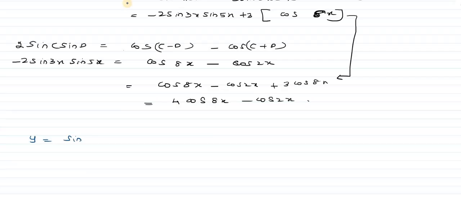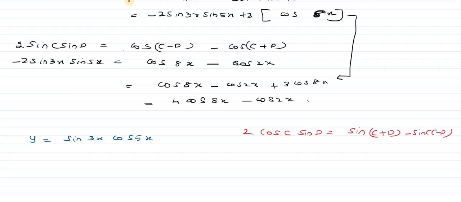So y equals sin 3x cos 5x. Now what do we need? We know that cos C. That's why you have to be thorough with the trigonometric identities. So cos C sin D formula, and what is the sin C cos D formula? It is nothing but, what is the formula? Iraj, Akash. It is 2 cos C sin D, if I take it, then it will be sin C plus D minus sin C minus D. Correct or no?